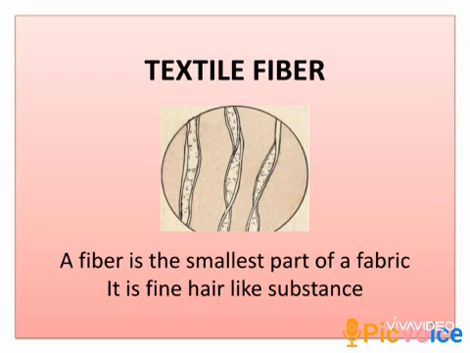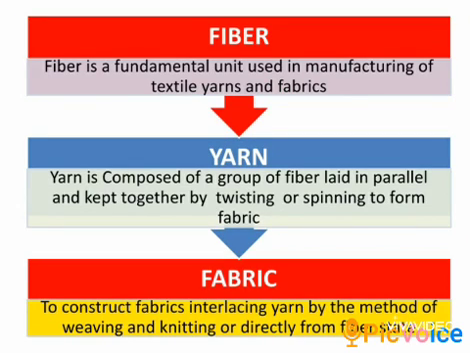A fiber is the smallest part of a fabric. It is a fine hair-like substance. Fiber is a fundamental unit used in manufacturing of textile yarns and fabrics. Yarn is composed of a group of fibers laid in parallel and kept together by twisting or spinning to form fabric. To construct fabrics, yarn is interlaced by the method of weaving and knitting, or fabrics are made directly from the fiber state.